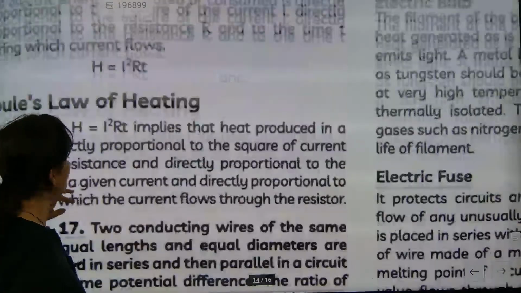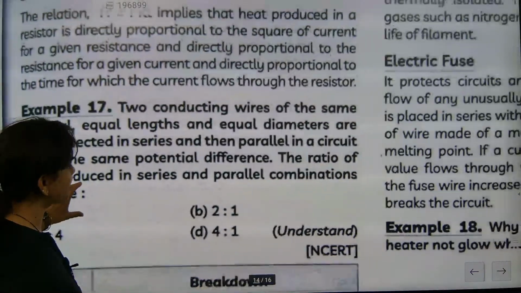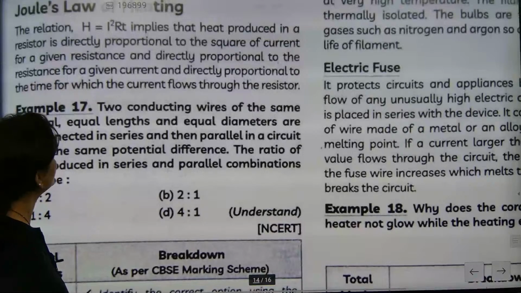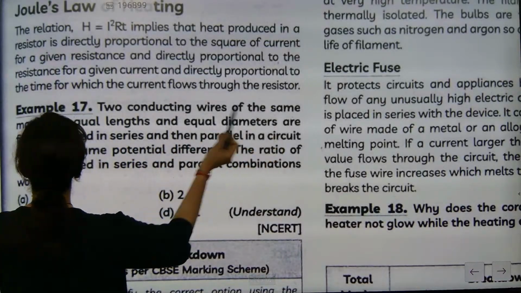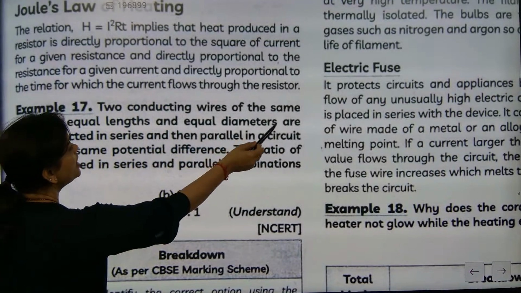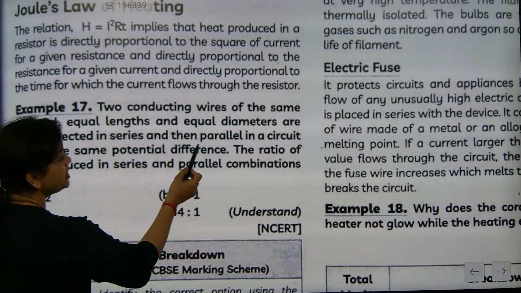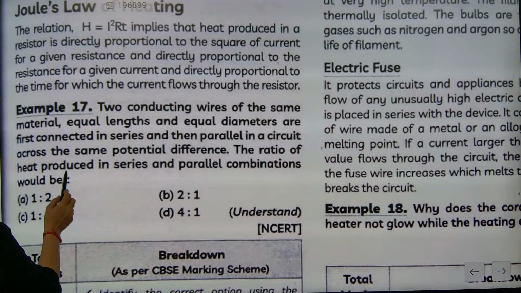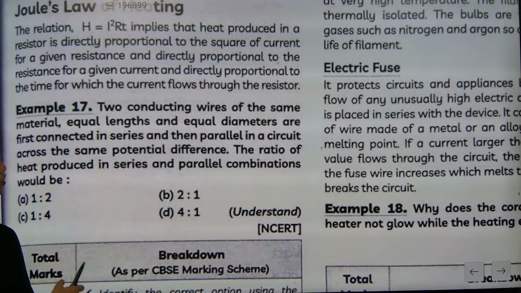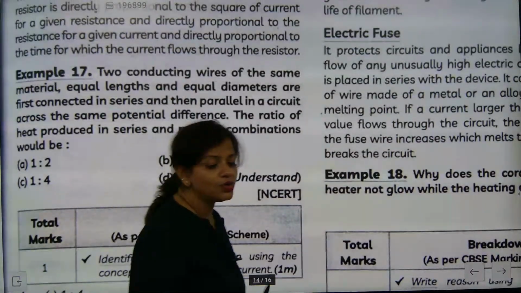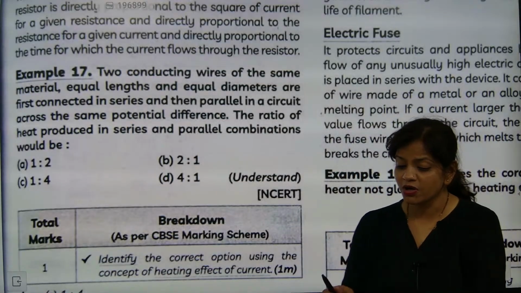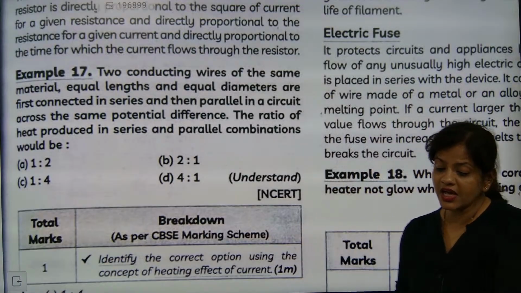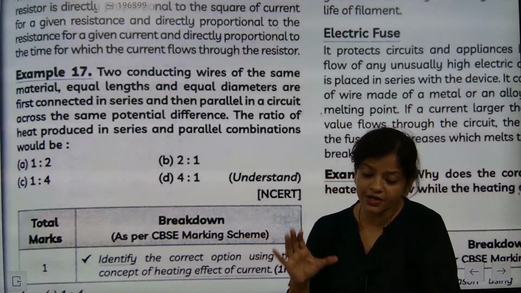Now we will be talking about the heating effect of current. Please check here how many marks they are telling. A 1 mark question we can expect from this part. You see, two conducting wires of the same material, equal length and equal diameter are first connected in series and then connected in parallel across the same potential difference. The ratio of heat produced in series and parallel combination would be, because till now you talked about resistance, but you never talked about series and parallel connection heat. That is a new thing.